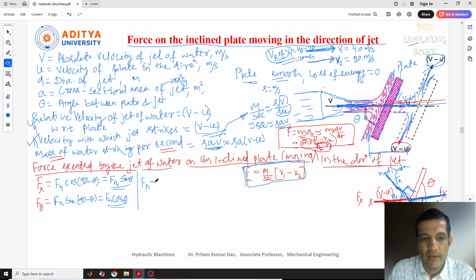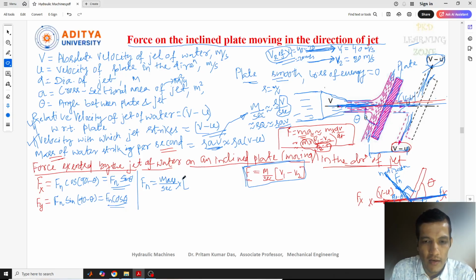Okay, so Fn equal to, again I can write the same formula like mass into acceleration, and mass flow rate. Let me write the same thing in terms of n direction. So this is mass flow rate, or mass striking per second, into the velocity. What about the velocity? Initial velocity, I told you, we need to consider in the direction of n.